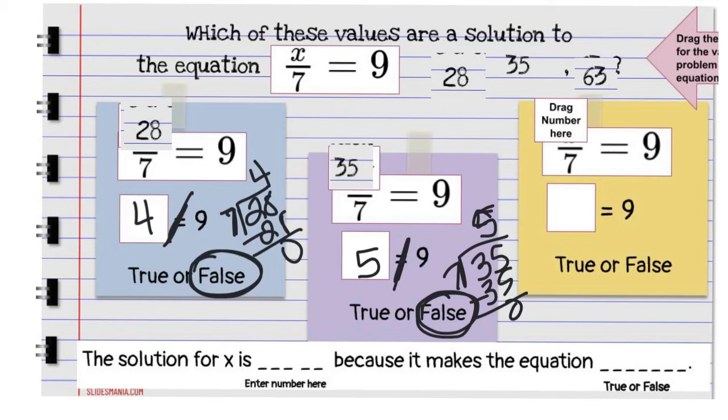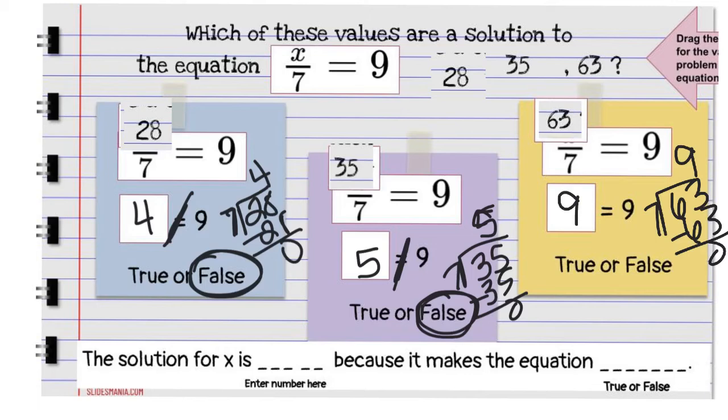So the last number we're going to try is 63. We're going to drag 63 into our box in place of our x. So we're substituting in that 63. 63 divided by 7, so we can do the same thing. We're going to take 63 divided by 7. Well, we know that is 9.